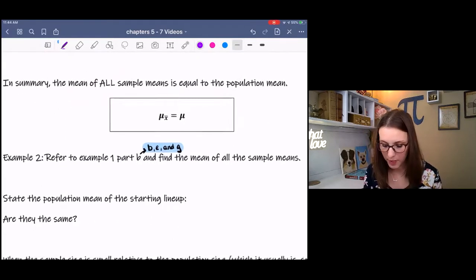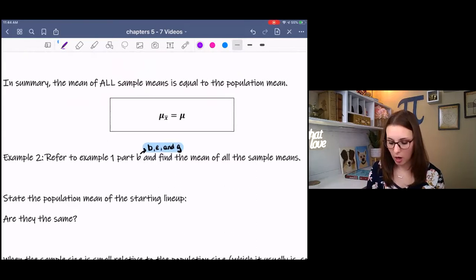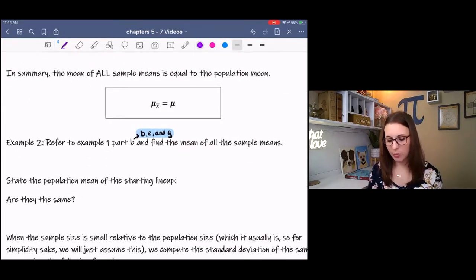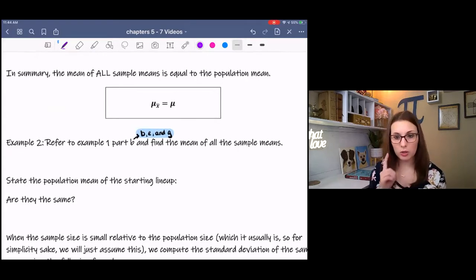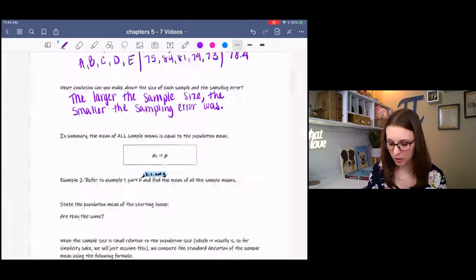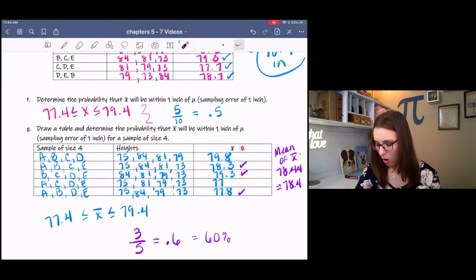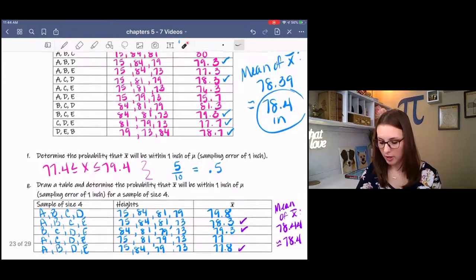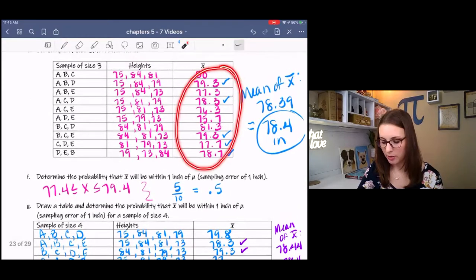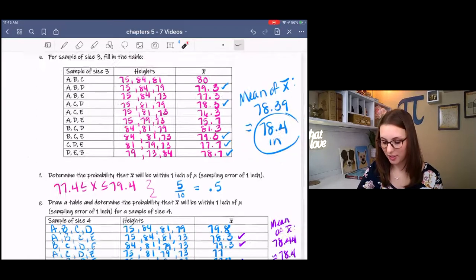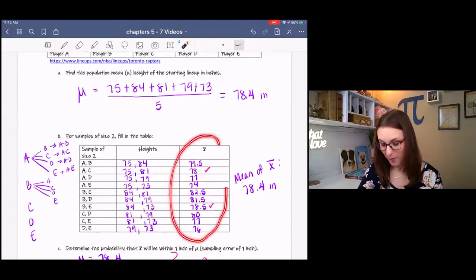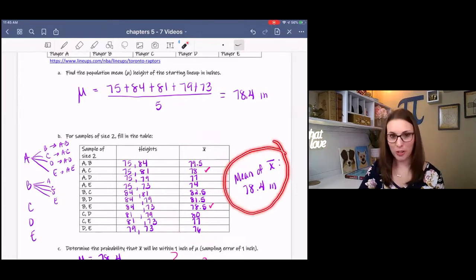In summary, the mean of all sample means is equal to the population mean. So that's lots of words. The mean of all sample means is equal to the population mean. So let's look back here.